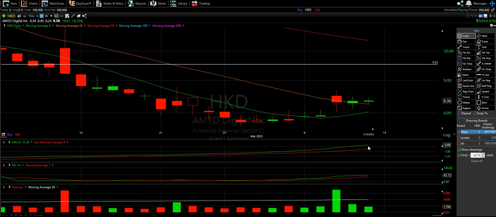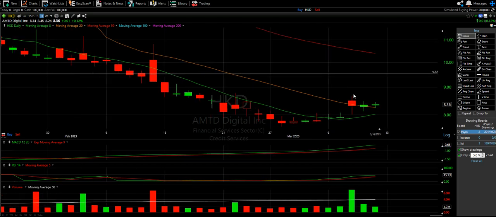But I like when the green's over the red. I like when there's a good little spacing between them. I wish this was a little more inclined versus that flat. But there's a little space at least. And volume went up, volume kind of went down. At least it's been green the last couple of days. But really, what am I looking at?